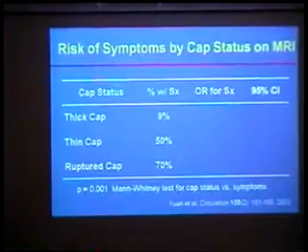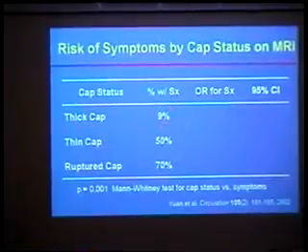And this is what you see based on cap readings that we see in MRI. If, after we examine the entire lesion of a patient's carotid, we conclude that the fibrous cap exists and is thick, only 9% of these patients have had symptoms. But on the other side, if we identify a patient with a ruptured cap, 70% of those patients have had symptoms.